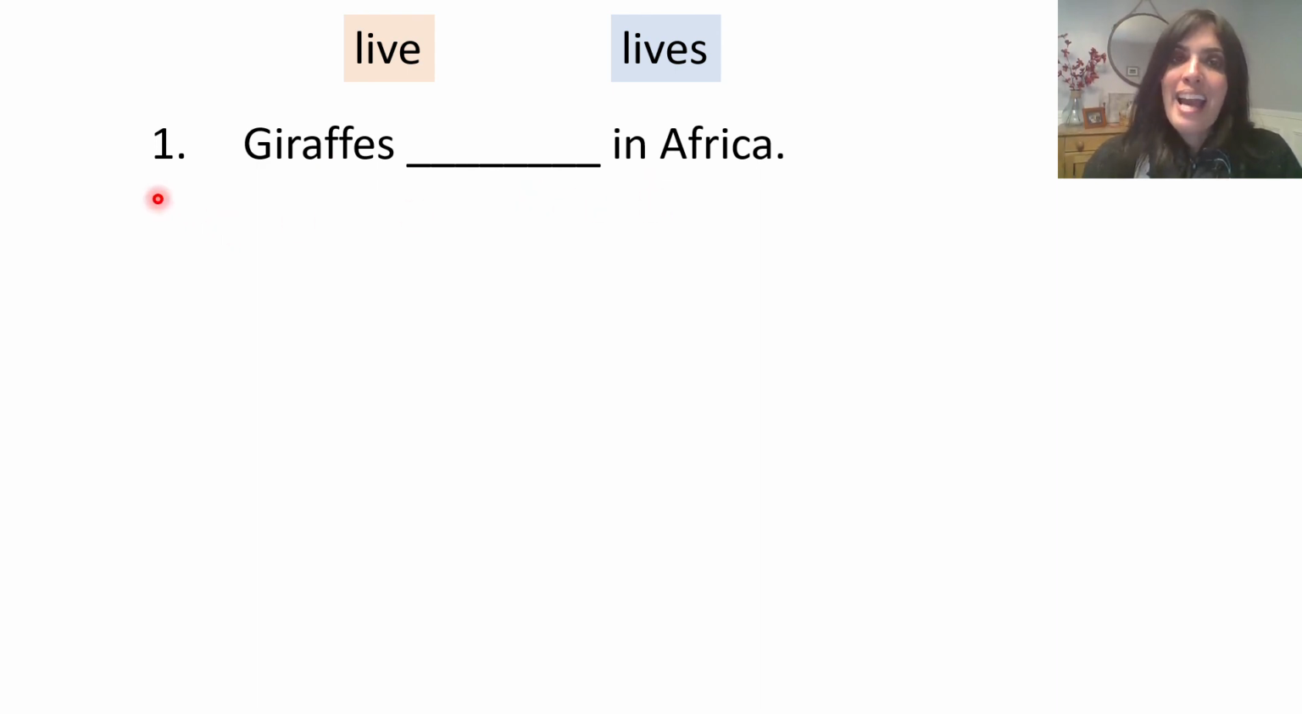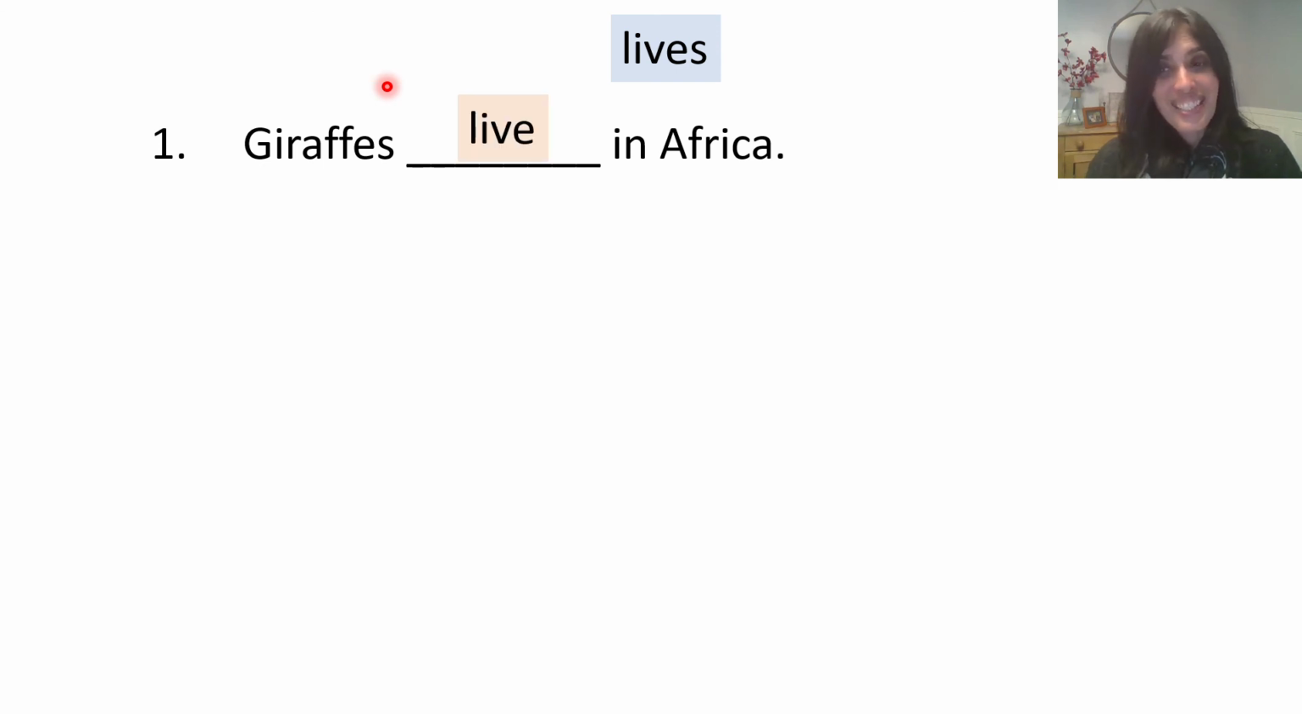What is the noun in the subject? Yes, giraffes. Does it tell about one or does it tell about more than one? It tells about more than one. I know that because there's an S at the end. There's more than one giraffe. Which of these verbs goes with a subject that tells about more than one?